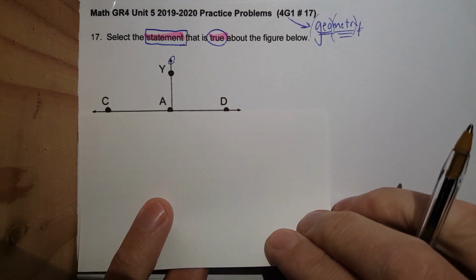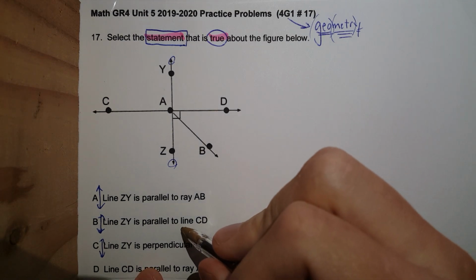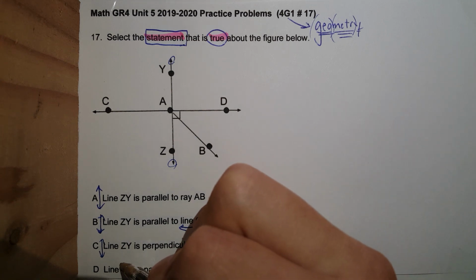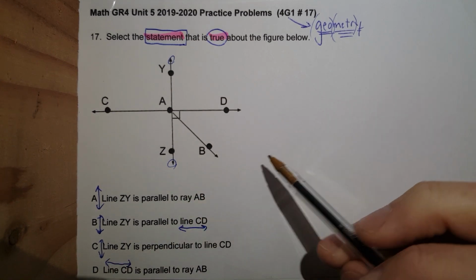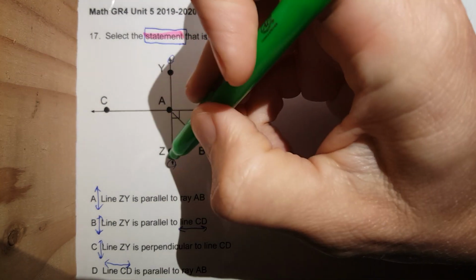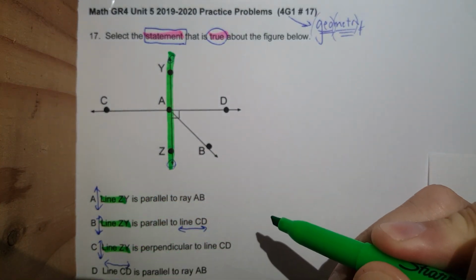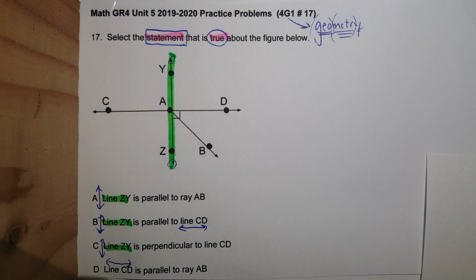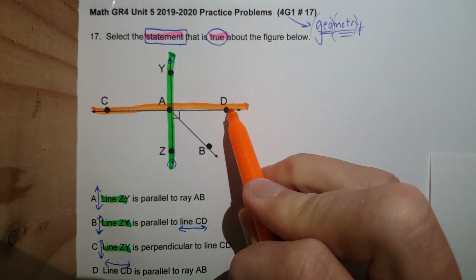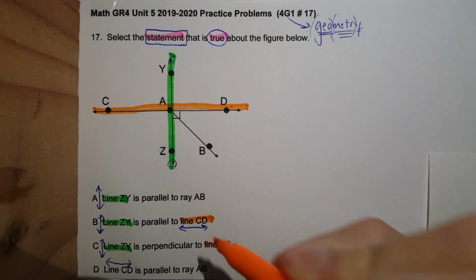And then we have line CD, which is right here. Notice how they reference it right here. Here's line CD, and then line CD is down here. You can see that they're referencing ZY. Let's highlight some of these so they really pop out. Here's line ZY. Let's pull out the other line, which is CD. Notice how they have the points at the end. Here's line CD.